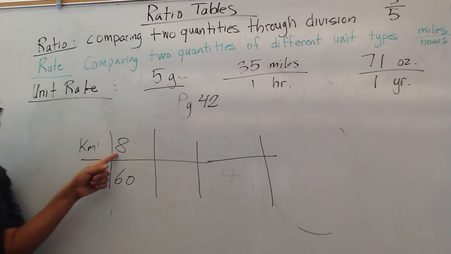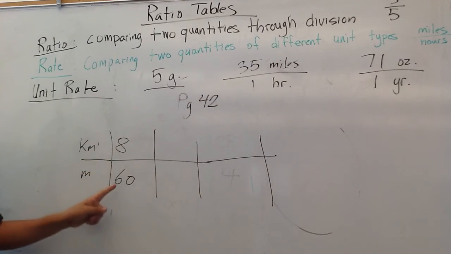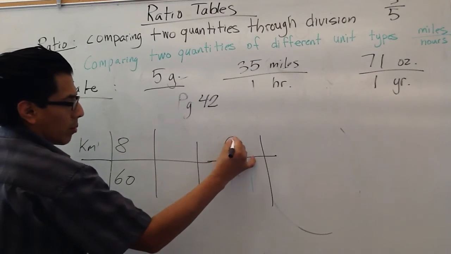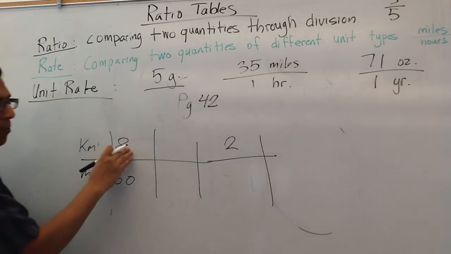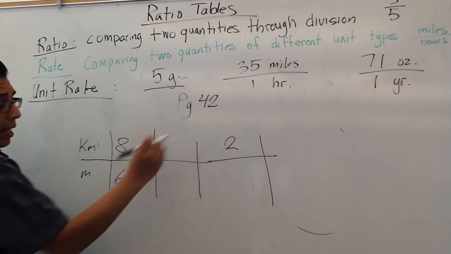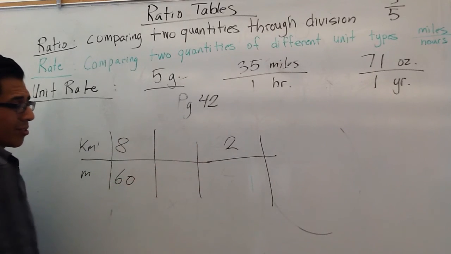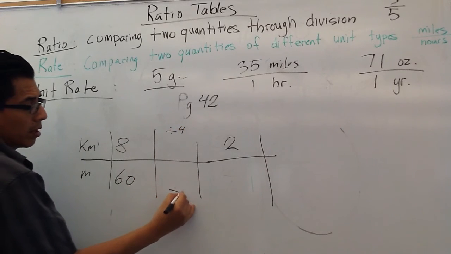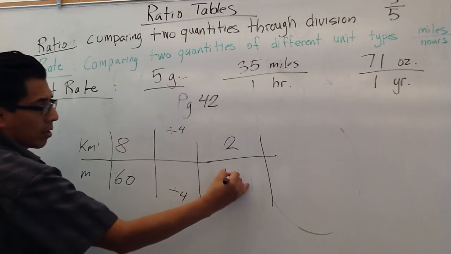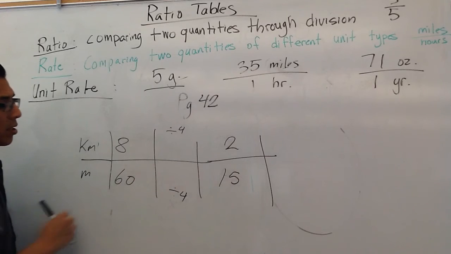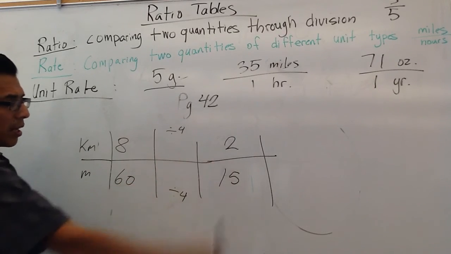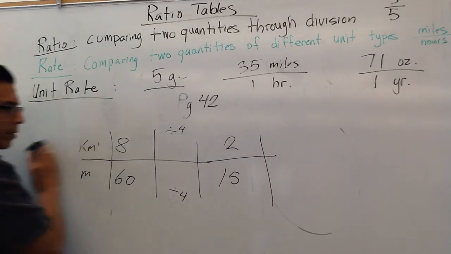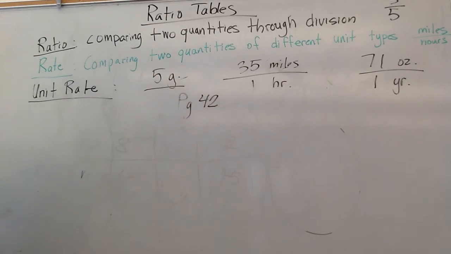All right, so if I can run 8 kilometers in 60 minutes, therefore, how long will it take me to run 2 kilometers? Well, how did I go from 8 to 2? And remember, you don't have to use all these slots. They're just suggesting it. I'm going to divide by 4. Therefore, I must divide the bottom position by 4 then. So the answer isn't 2:15. Since in 15 minutes, I can run 2 kilometers. All right, let's try another one.